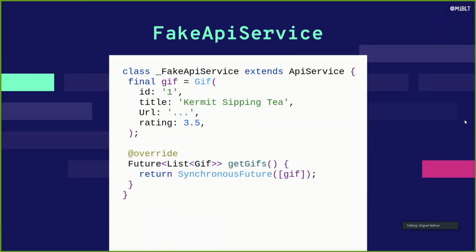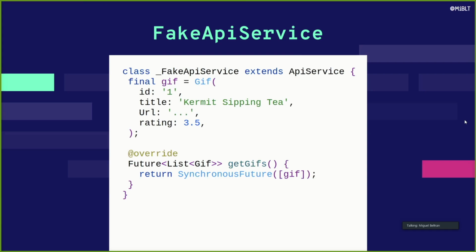This is an example of a fake API service. Usually what you want to do is to implement the implicit interface that the class has always. So in Dart, all classes have an implicit interface that you can always implement, and then you override it. While you override these methods, you will have to use hardcoded values.